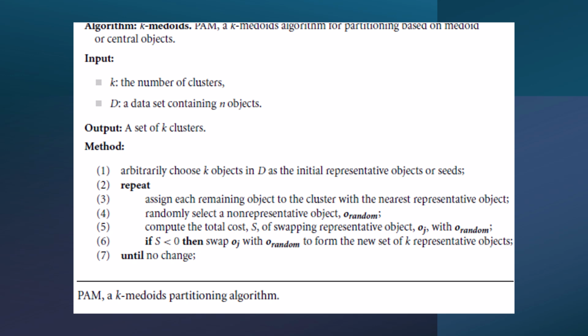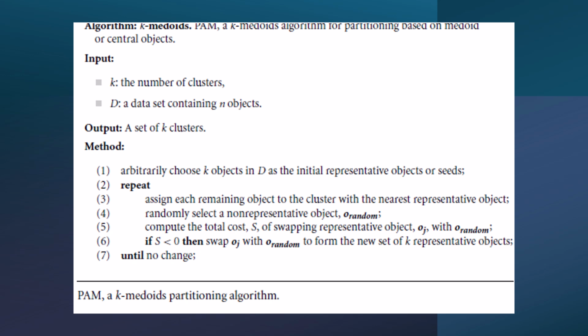This is the algorithm of K-medoids. Partitioning around medoids is a K-medoids algorithm for partitioning based on medoid or central objects. K is the number of clusters and D is the dataset containing n objects. The output from this algorithm is a set of K clusters.